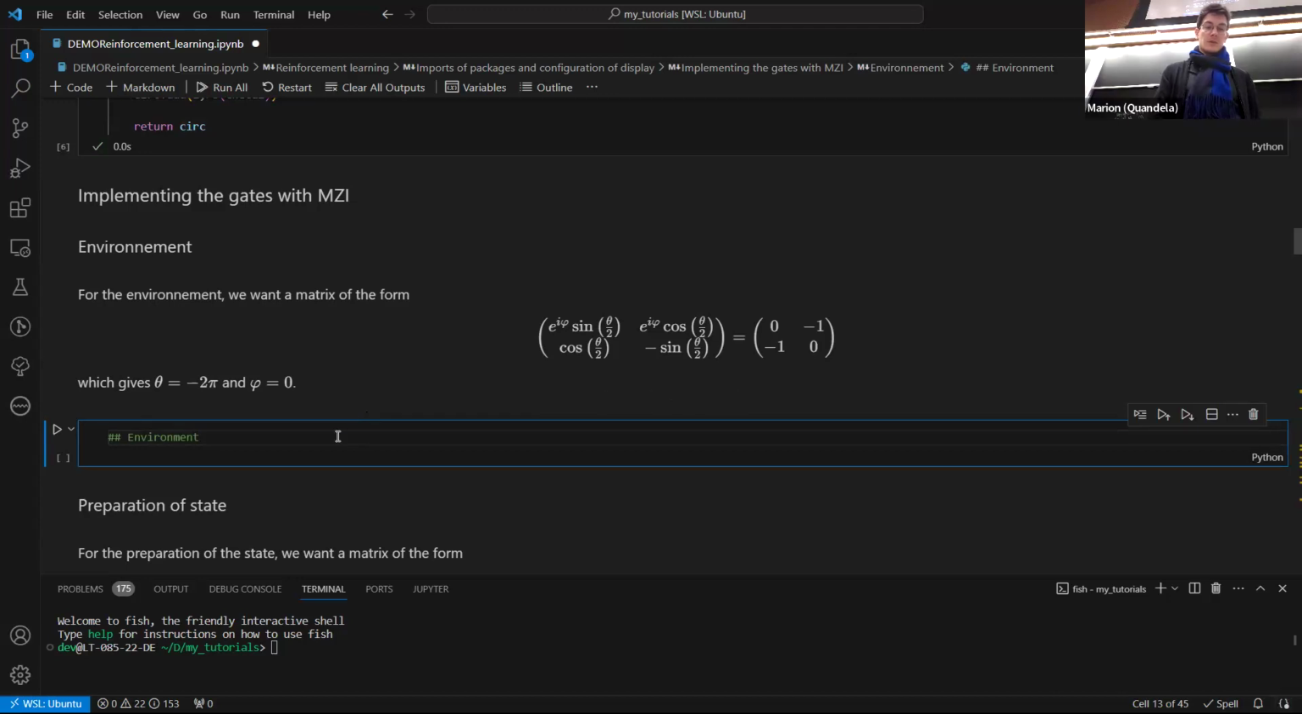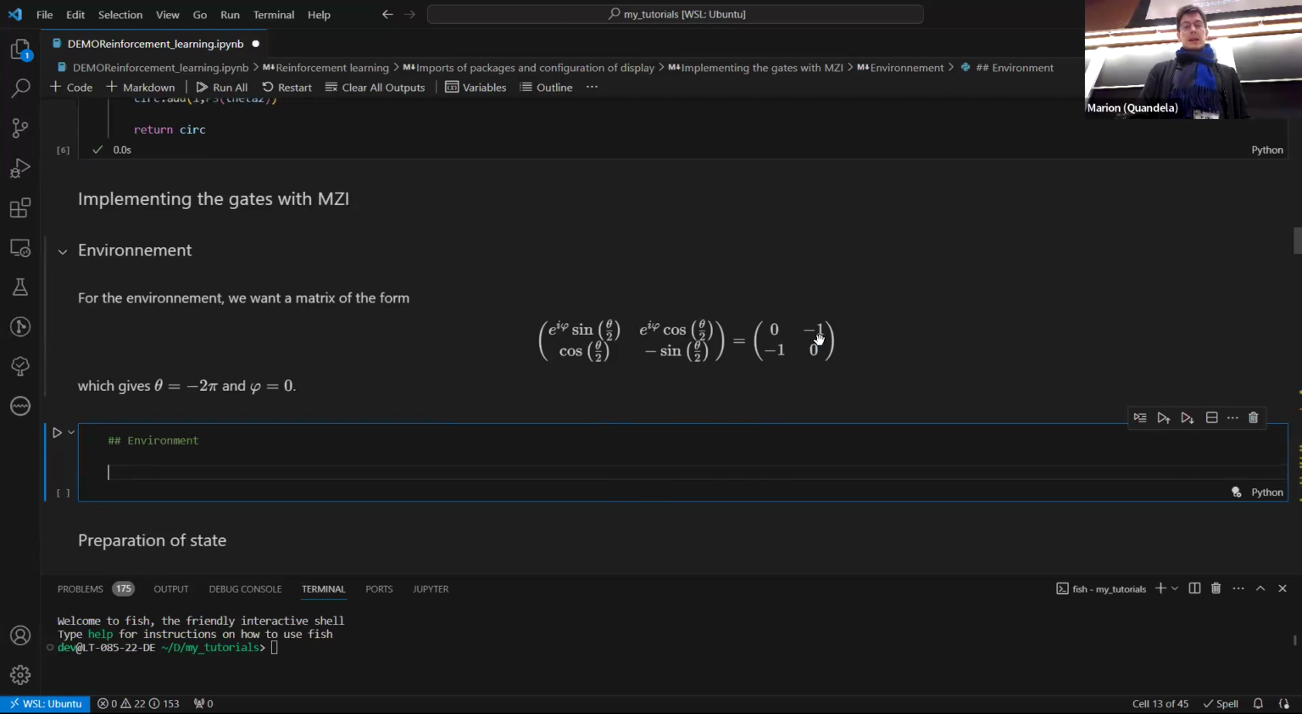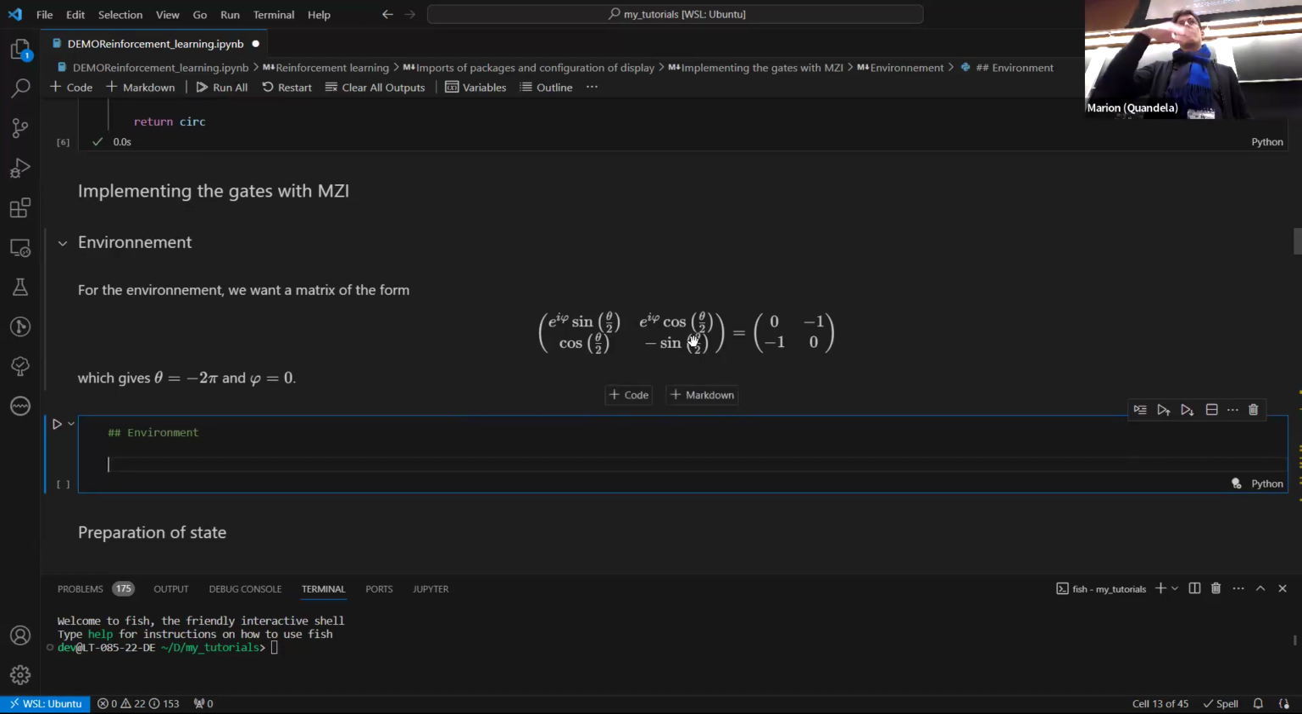Okay, so the environment. What we want for the environment is to perform a swap. And because you have a convention in the paper, it's actually a swap, and you put a phase pi additionally on these modes. So basically, we want to implement this matrix transformation. And our MZI implements this transformation. So we have to set theta to 2 pi and phi to 0 to implement the reflection. No, sorry, not the reflection, the swap of the elements. So that's what we're going to do.